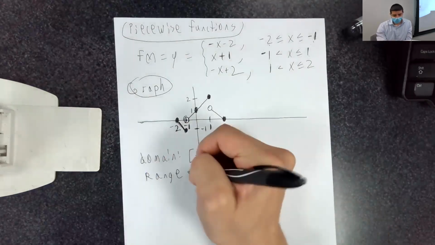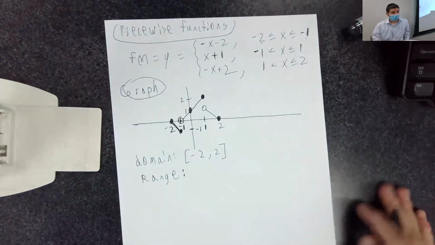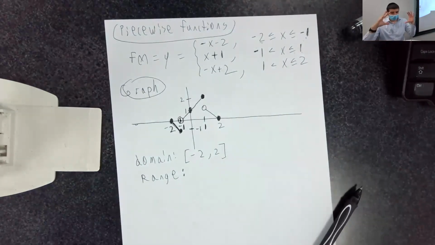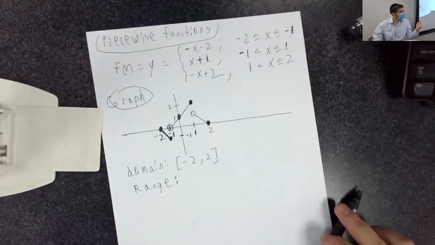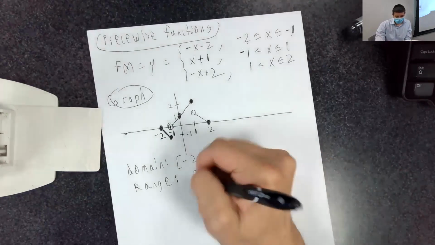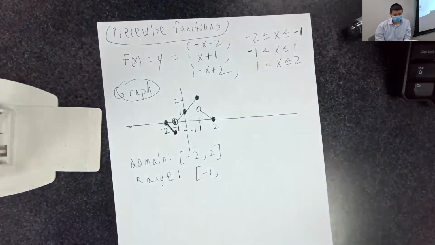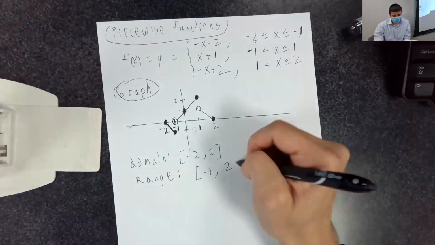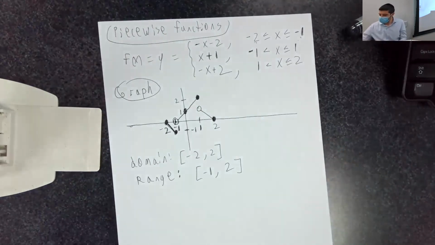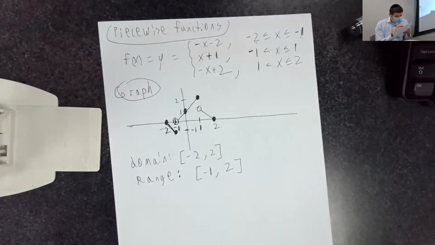The range. Now remember, the range are all the y values. So you could stare at the graph and see what are all the y values getting hit. It's -1, comma 2, bracket, good. Okay, what was your name? Rachel.